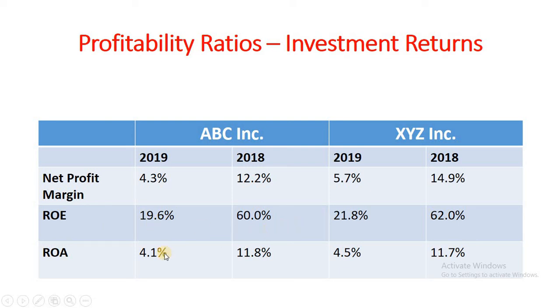However, if we look at return on asset, over here we can see that return on asset of ABC Incorporation and XYZ Incorporation are almost equal in both years. So based on return on asset, XYZ Corporation is not much better than ABC Corporation, or both firms are equal, and we know that return on asset is a better measure of profitability than return on equity.